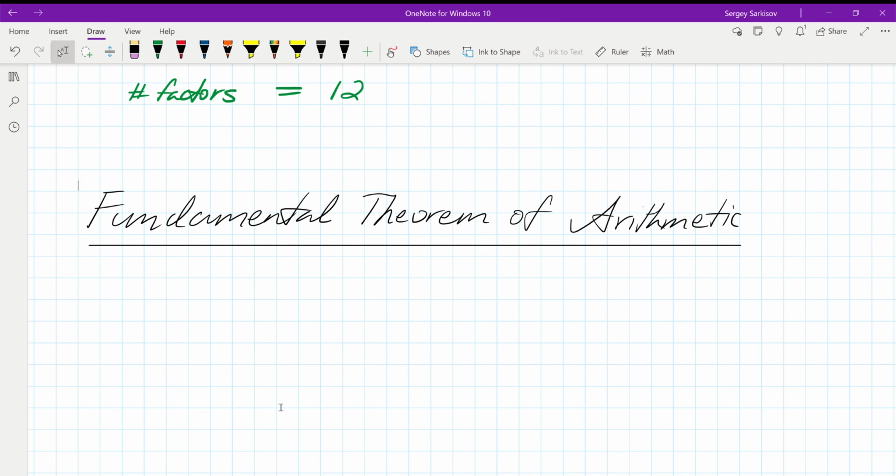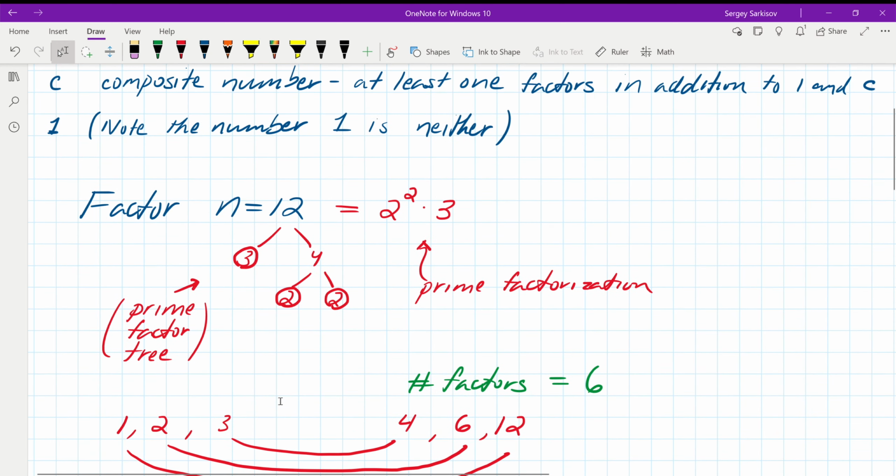The fundamental theorem of arithmetic. We're talking about numbers, there's no x, right? A number can be factored into basically a unique, only one type of prime factorization. What I talked about right here, you see the prime factorization? This is the unique prime factorization of 12. It's a 2 and a 3.